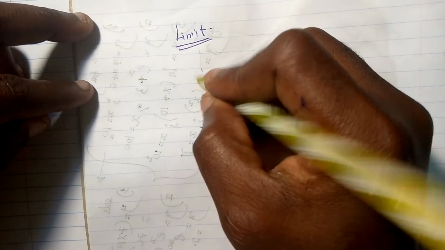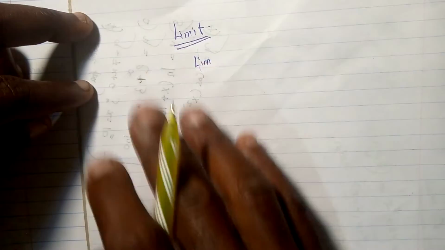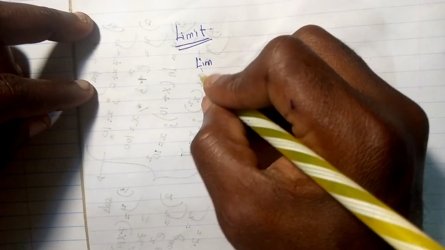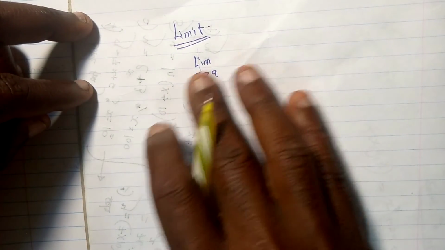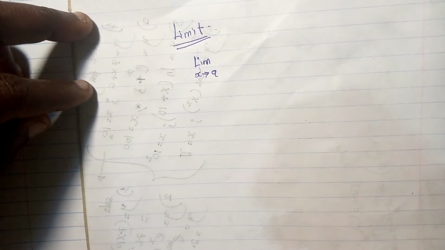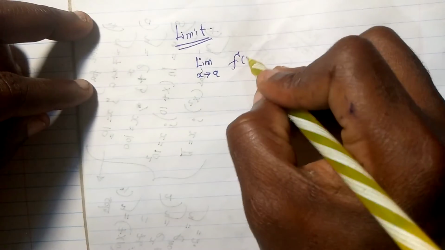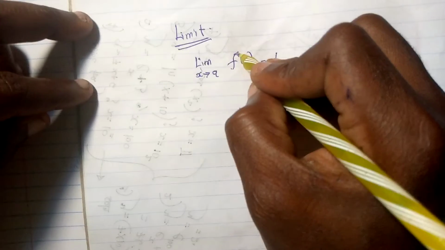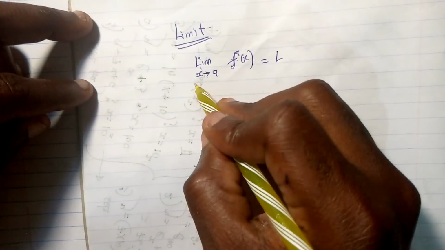By definition, a limit is written as lim, that's how it's usually shortened: lim as x approaches a. It can be x, y, whatever variable. Then a here is a constant value, over the function f of x, is equal to L. So this is the limit.